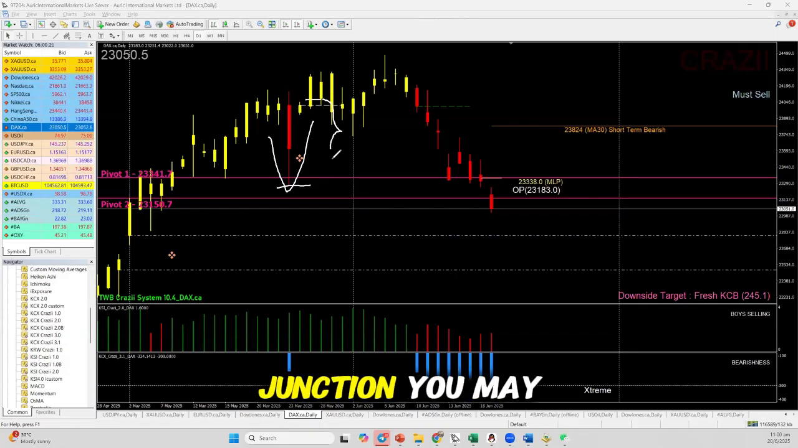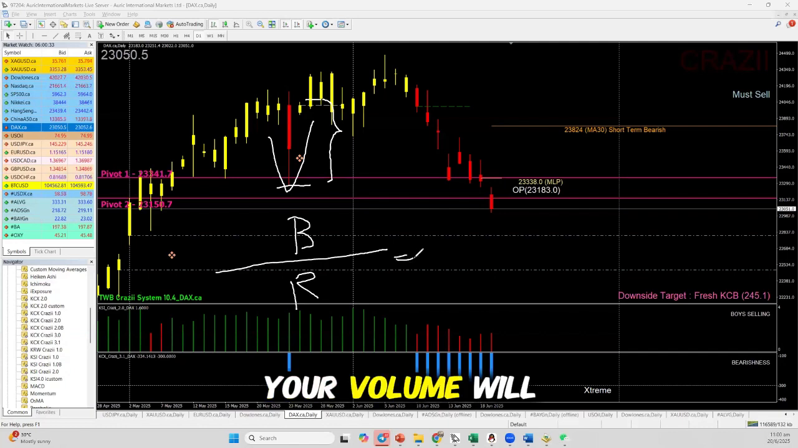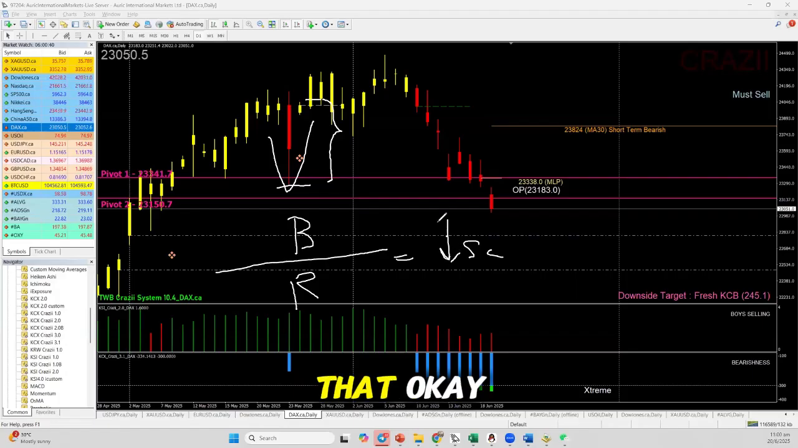Now at this junction, you may say, wow, Kel, the risk is very big. I understand. So that's why if the bullet is a decent size, like 500 to 1,000, then you divide it by the range, and your volume will still be smaller than previously. But one thing to note is that this is the first time you can see that if you do day chart trading, you will see the market going in your favor and make money.